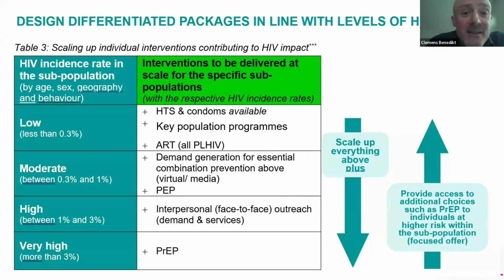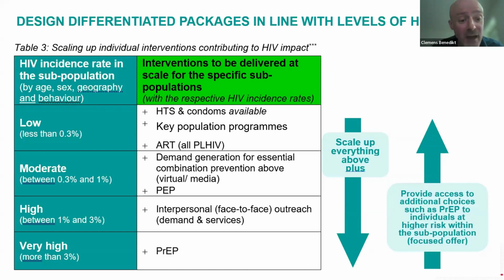What then the suggestion is in terms of using this for prevention programming is that one would differentiate in terms of the intensity of prevention programs, high levels of incidence. So in low incidence settings, we would still have testing and condoms available. We would have key population programs and people living with HIV on ART. And then with moderate incidence, one would scale up demand generation, first with low-cost virtual and media modalities.